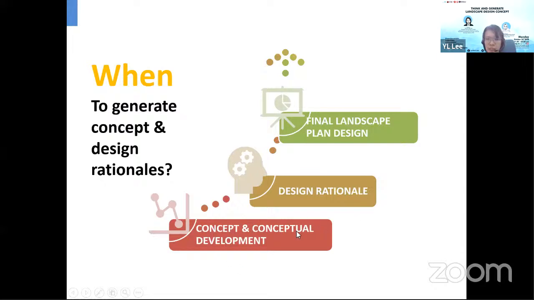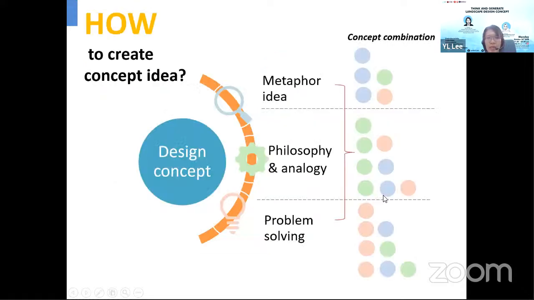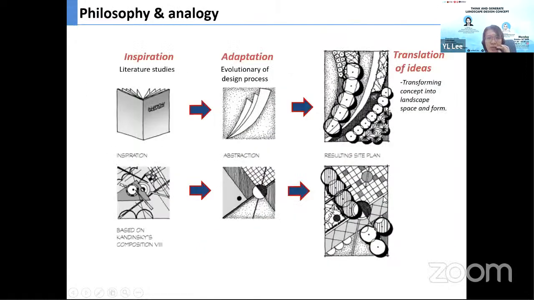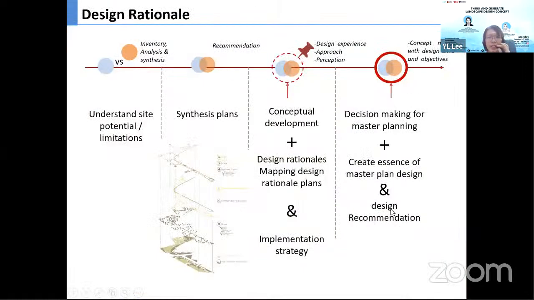Normally students do the conceptual development, and they jump straight to the final. This part is missing. If you have done the design rationale, you will prove that this project can be implemented, because you have evidence. You prove the idea can be applied on your plan. This is what I have learned. I got inspired when I went through the studio of landscape architecture and urban design, and I found that design rationale is very important.